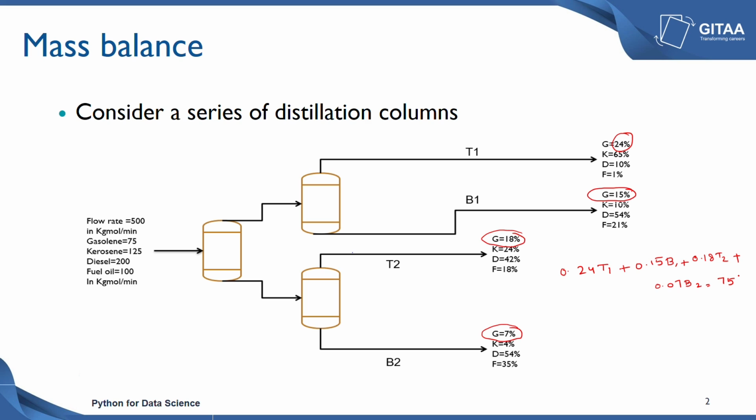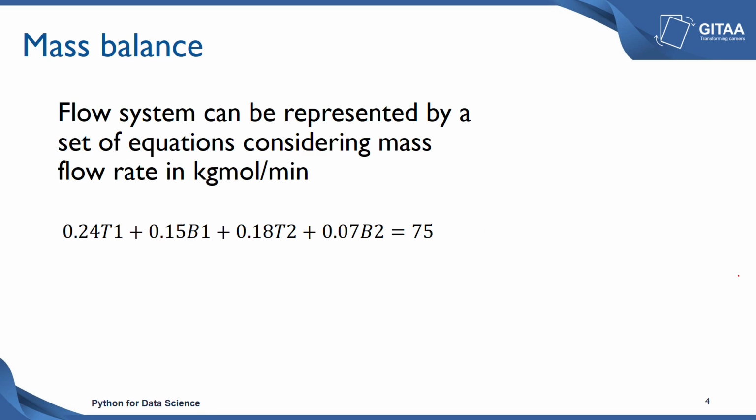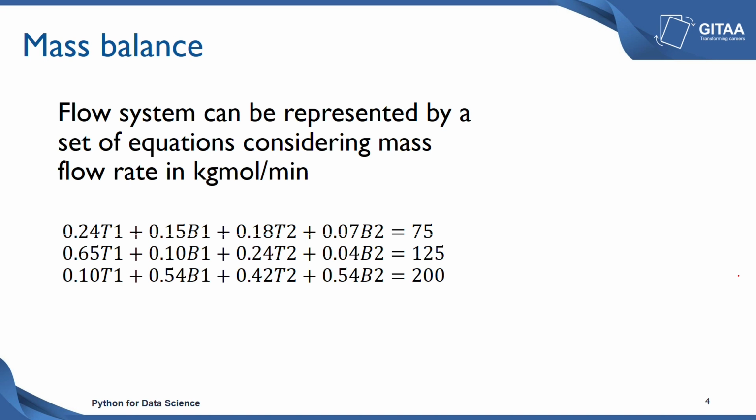Similarly, we have to do this for kerosene, diesel, and fuel oil. The first equation is 0.24 of T1 plus 0.15 of B1 plus 0.18 of T2 plus 0.07 of B2 equal to 75. The second one is 0.65 into T1 plus 0.10 into B1 plus 0.24 into T2 plus 0.04 into B2 equal to 125. Similarly, we have to do for the other ones. So these are the four sets of equations. Now we have got the system of equations.